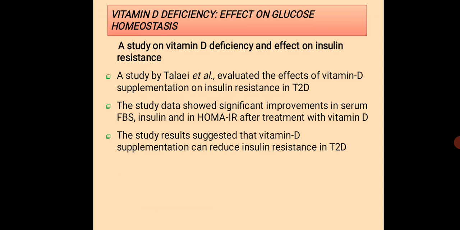Vitamin D deficiency effect on glucose homeostasis. A study was conducted by Talaei et al., which evaluated the effect of vitamin D supplementation on insulin resistance and type 2 diabetes. The study data showed significant improvements in serum fasting blood sugar level, insulin, and HOMA-IR after treatment with vitamin D. The results suggested that vitamin D supplementation can reduce insulin resistance in type 2 diabetes.